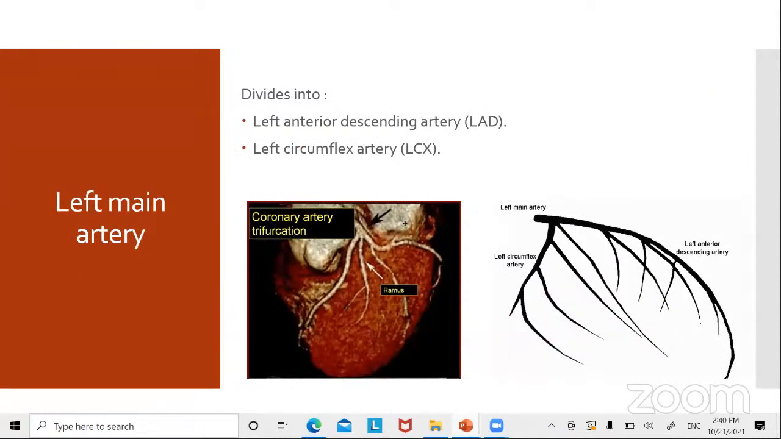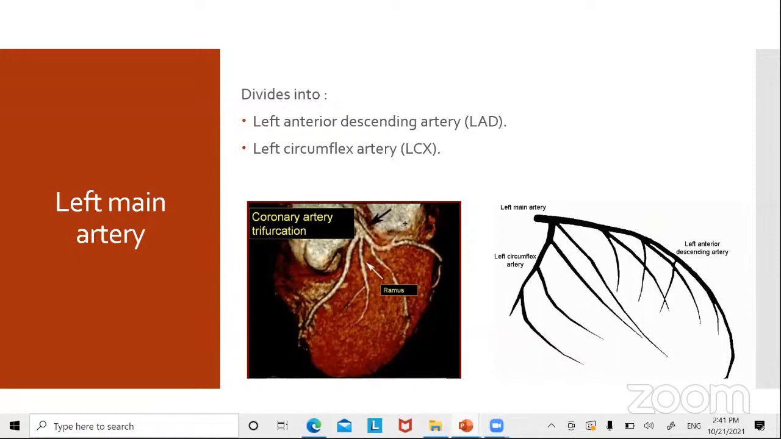The left main artery courses from the left ostium anteriorly and inferiorly to the left, between the pulmonary trunk and the left atrial appendage, until it reaches the left AV groove. Typically, it is 10 to 20 millimeters in length, but it can extend to a length of 40 millimeters. It divides into two major arteries of nearly equal diameter: the left anterior descending artery and the left circumflex artery.